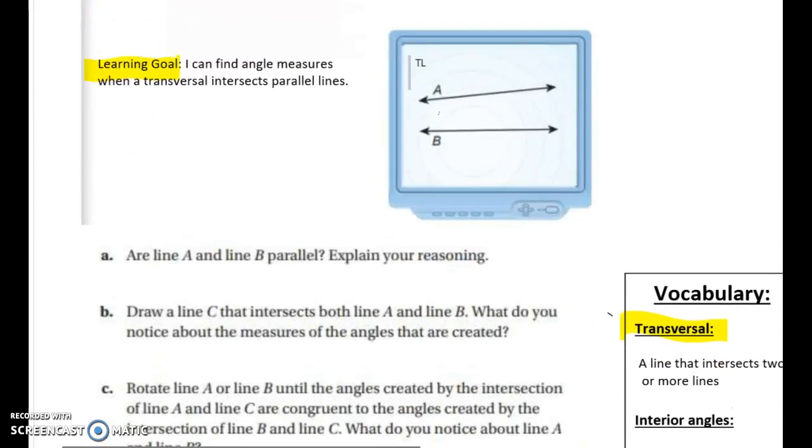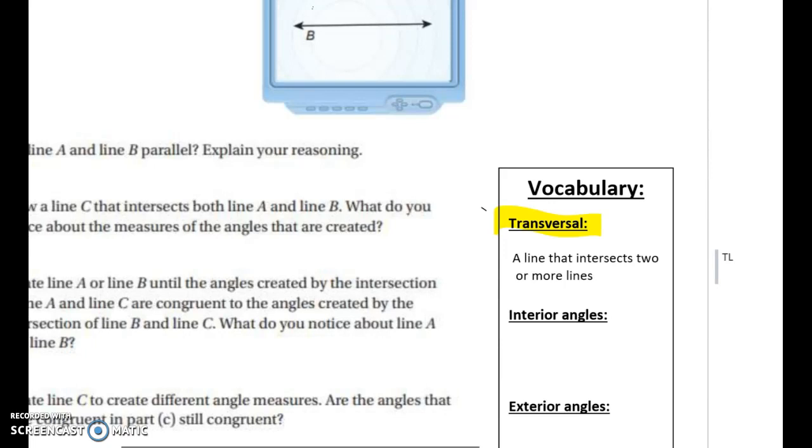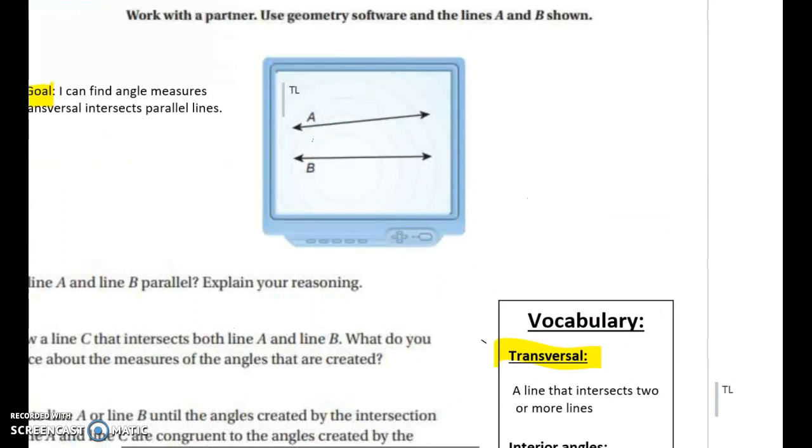There's a couple things that we don't actually know in the learning goal, transversal being one of them. So we're going to look down here at the vocab section, and we're going to write down that vocabulary definition for transversal. A transversal is a line that intersects two or more lines. For example, if I go up here to this drawing, line A and B, if I draw a line down them, then that is a transversal because it intersects both line A and B, meaning that it cuts through the two lines.